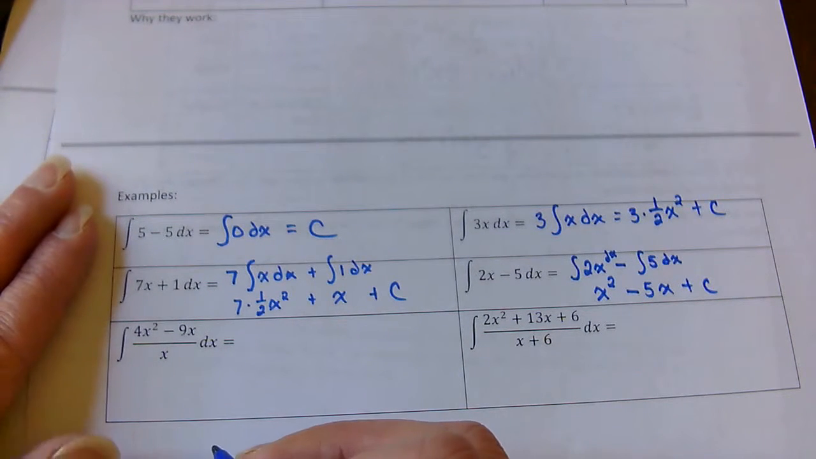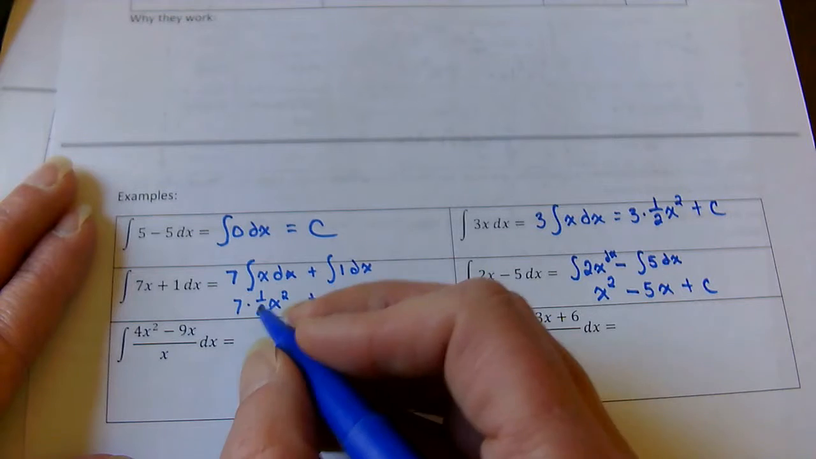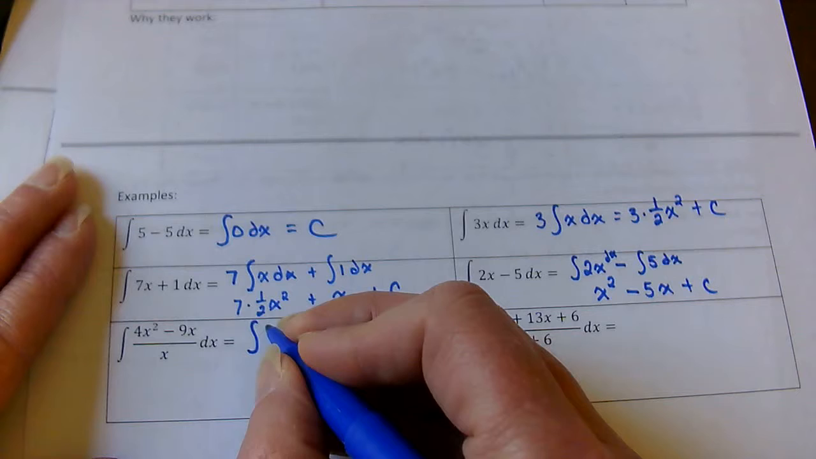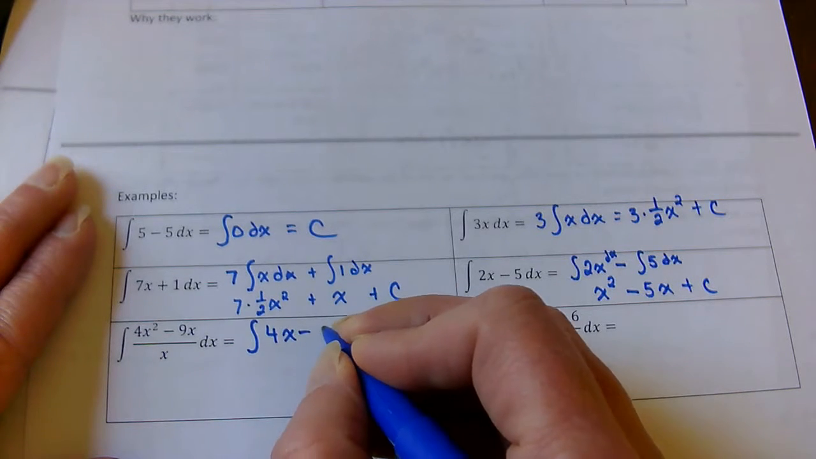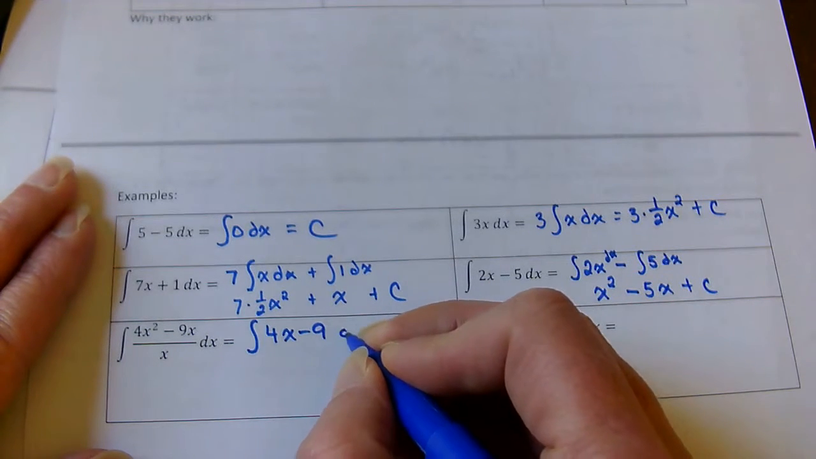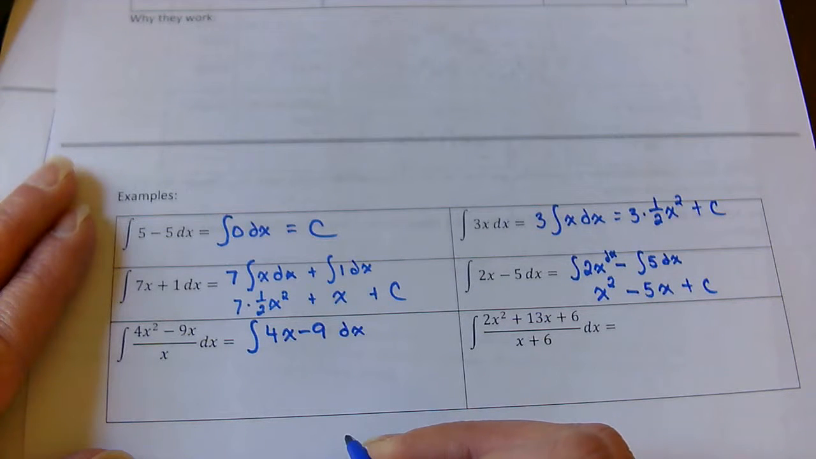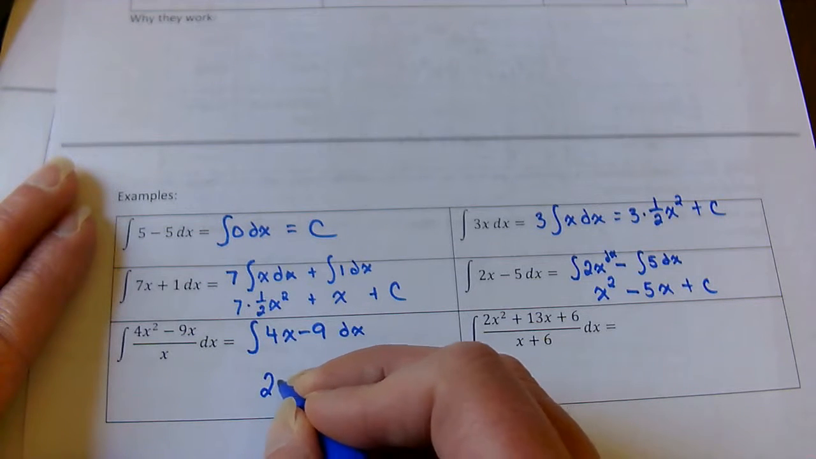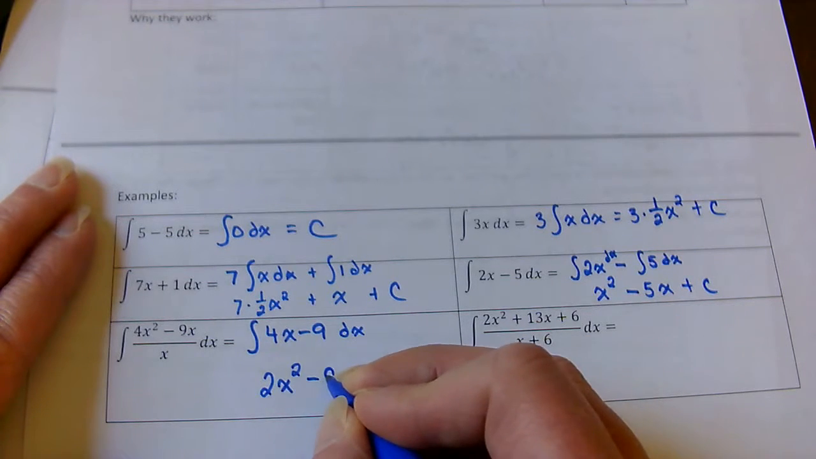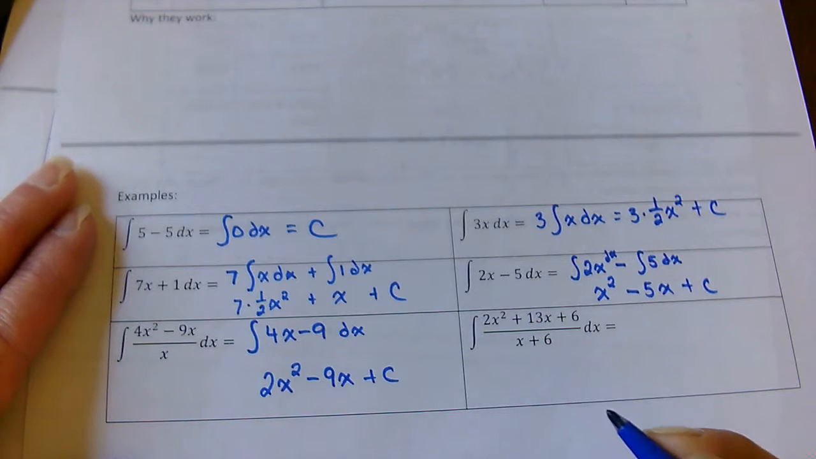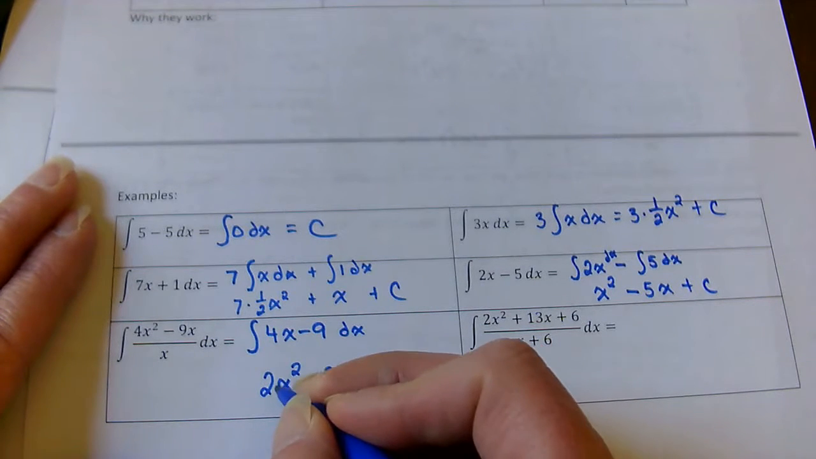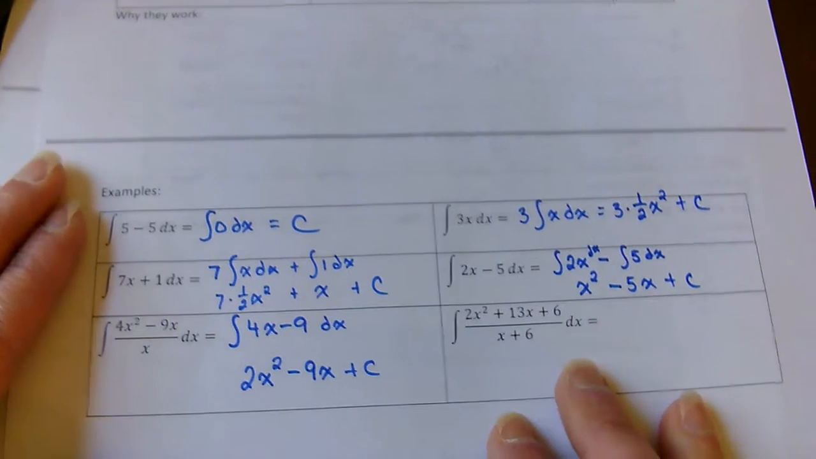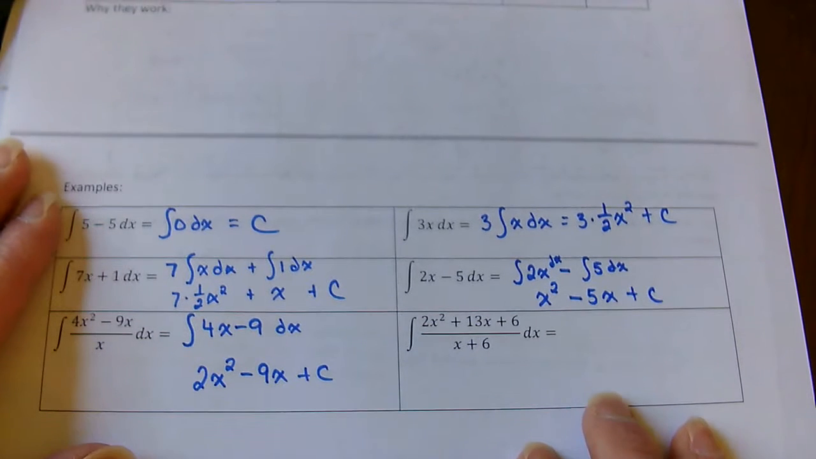Ooh, fraction. Oh, how about let's simplify? Let's divide first. 4x squared divided by 4 is going to be 4x minus 9 dx. To get 4x, I would have had to have 2x squared minus 9x plus c. Double check. Take the derivative. 2 times 2 is 4, so 4x minus 9. Yeah, this works.